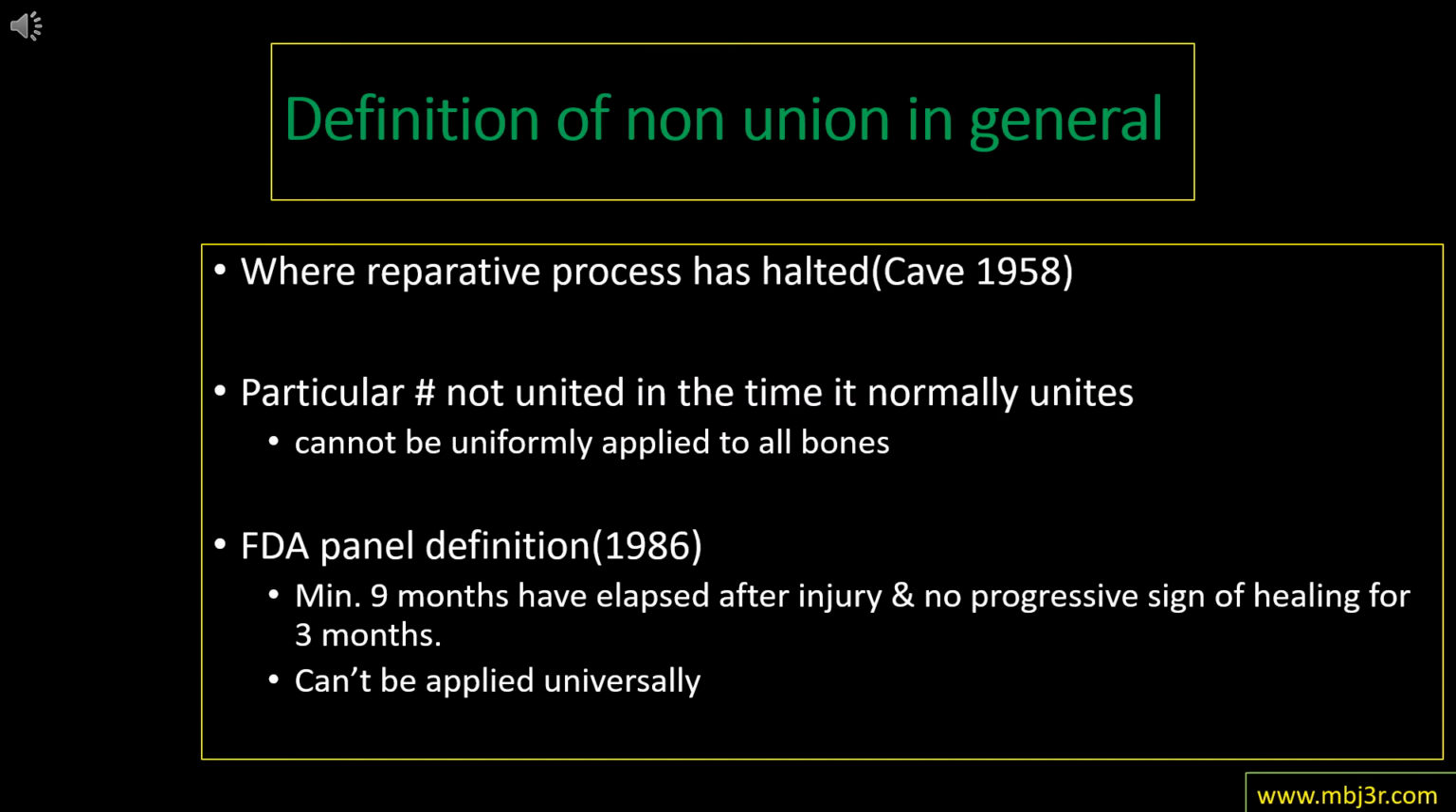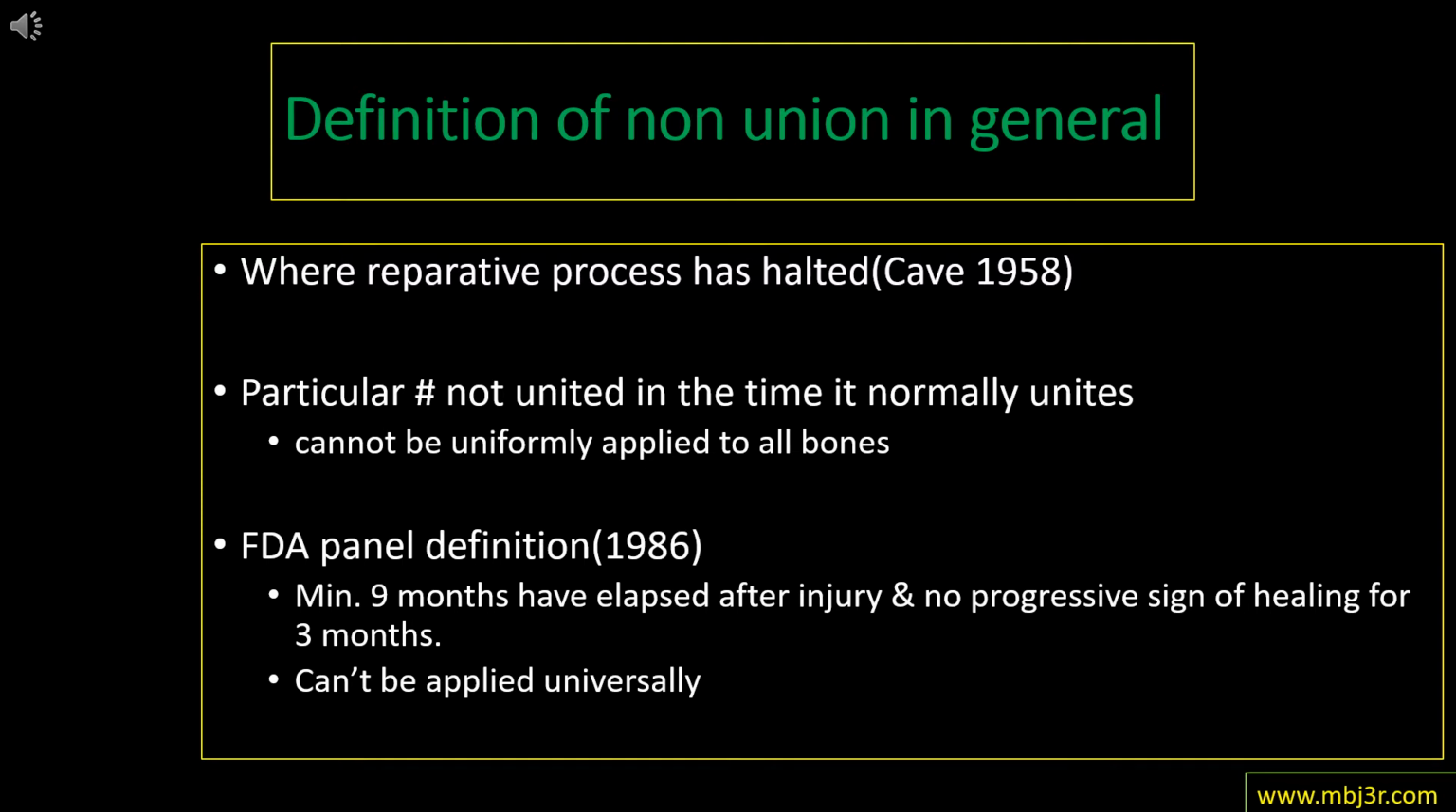Today's topic is non-union intracapsular neck of femur. Definition of a non-union in general, where the reparative process has halted, defined by Cave in 1958, or a particular fracture not united in the time it normally unites, but it cannot be uniformly applied to all bones. The 1986 FDA panel defined non-union as a minimum of 9 months elapsed after injury and no progression of signs of healing for the last 3 months.